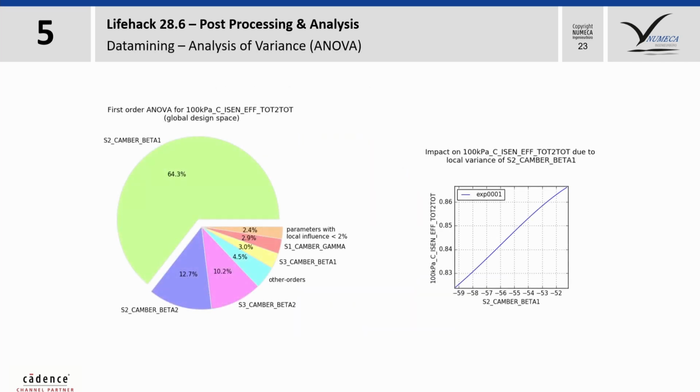In addition, the impact of the local variance can be shown in a diagram. Here, the impact of the parameter S2 camber beta 1, which has the most influence on the efficiency.